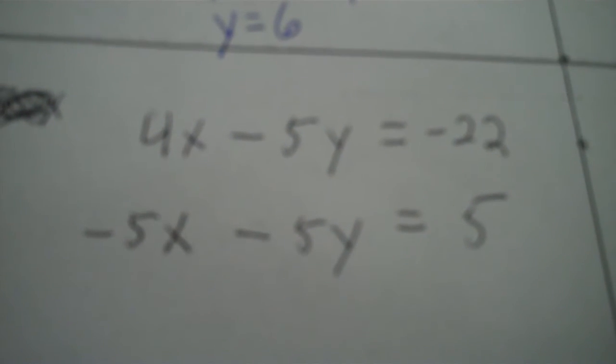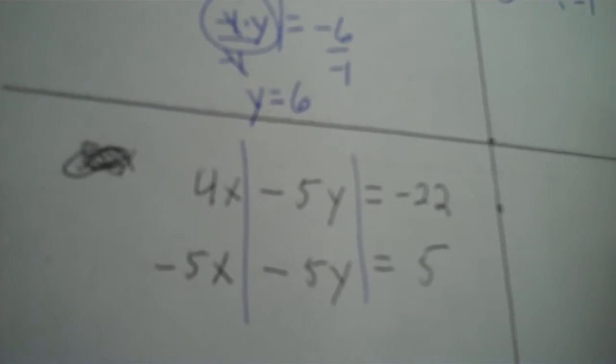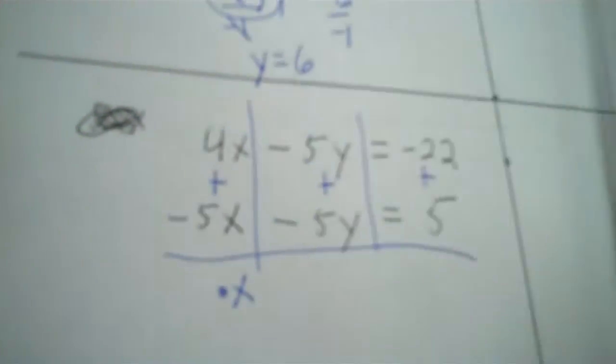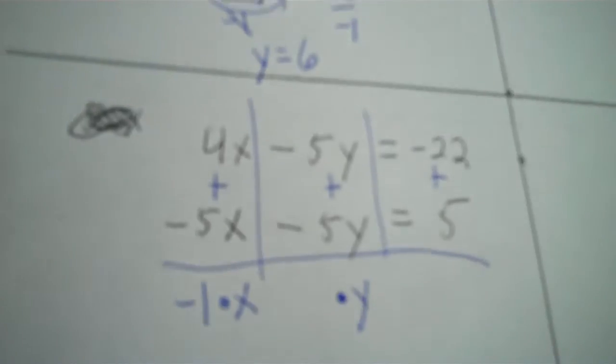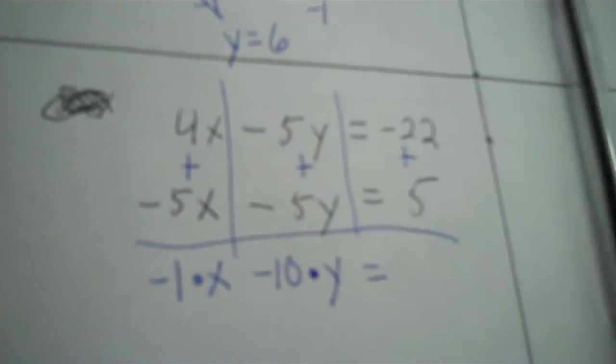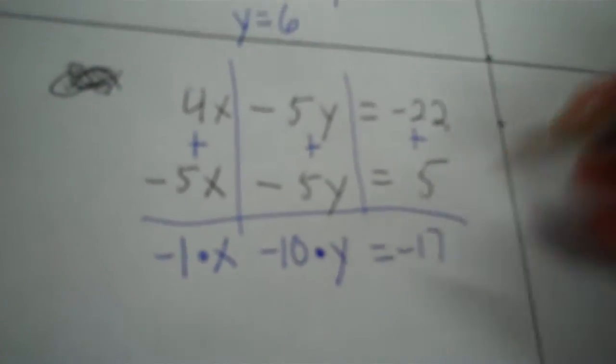Okay, next problem. 4x minus 5y equals negative 22. Then we have negative 5x minus 5y equals 5. So again, draw your columns, and you're going to put plus signs here. So you put x. You take 4 plus negative 5. 4 plus negative 5 is negative 1. Then y. Then you take your negative 5 plus your negative 5. That's negative 10. Then you take your negative 22 plus your 5. That's negative 17. Well, clearly this doesn't work because I don't have a 0.